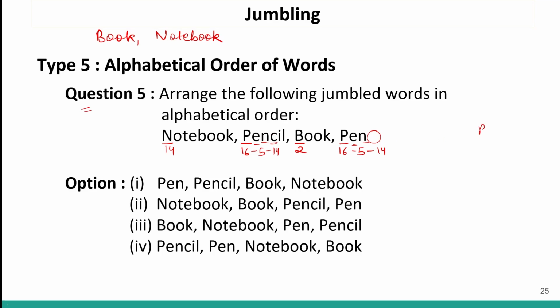So again, the concept of river and rivers. Using the same concept, pen will come before pencil because this word has ended. It does not have any more letters to compare. So, pen will come before pencil in dictionary order. So, our answer will be book, notebook, pen, and then pencil, which is option number 3. So, option number 3 will be our correct answer. Okay.